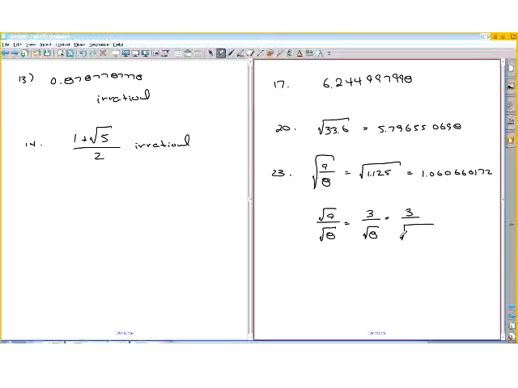So let me go back up here. The square root of 8 is the square root of 4 times 2, because 2 times 4 is 8, and the square root of 4 is 2. So you can rewrite that as well. So you can take 3 divided by 2 times the square root of 2, which is the same number, of course. You could also, what else could we do?